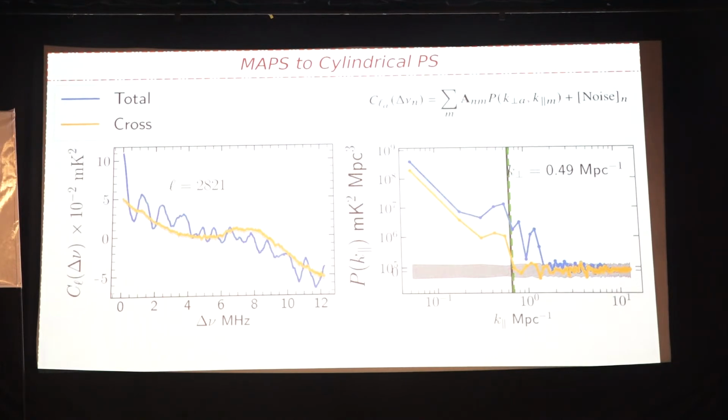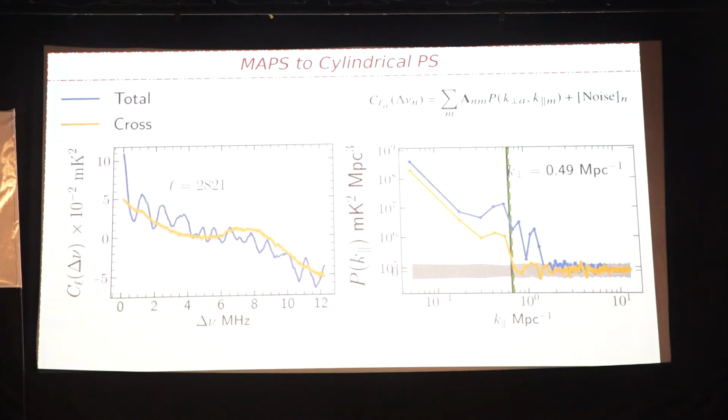So these are the power spectra. We use this model to model the measured C_L delta nu, and we apply the maximum likelihood estimator to estimate the power spectrum. This blue curve shows the power spectrum corresponding to the total estimator, and the yellow one is from the cross estimator. We see that because of this initial sharp decorrelation, the power spectrum, which is Fourier conjugate, is comparatively smoother than this yellow curve.